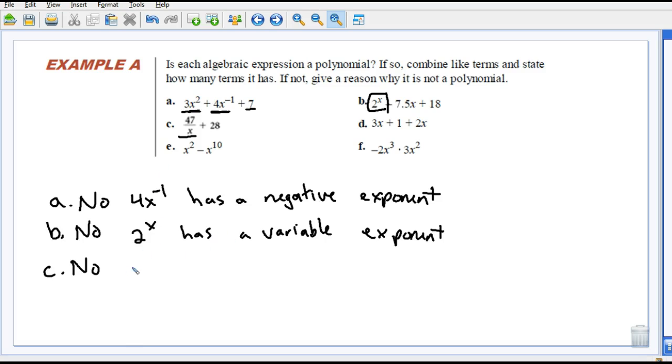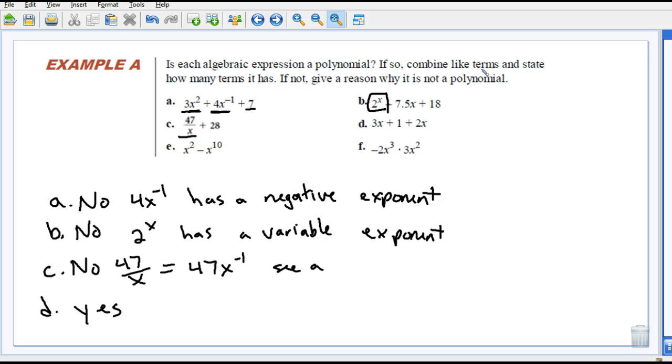And we could say 47 over x is actually the same as 47 times x to the negative 1, which is then C, right? If I say this happens, see what A looks like when we say we have a negative exponent. So I don't have to rewrite all of that stuff. Well, what about D? 3x plus 1 plus 2x. None of the exponents are a problem. So I'd say, yes, it is a polynomial.